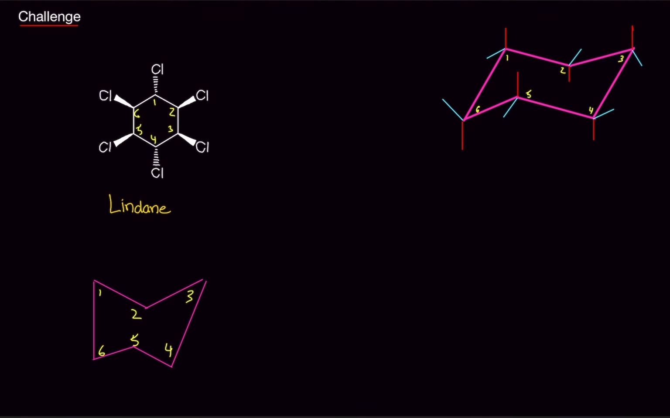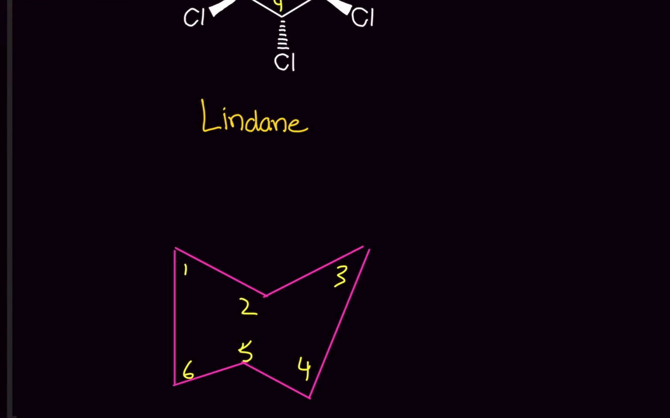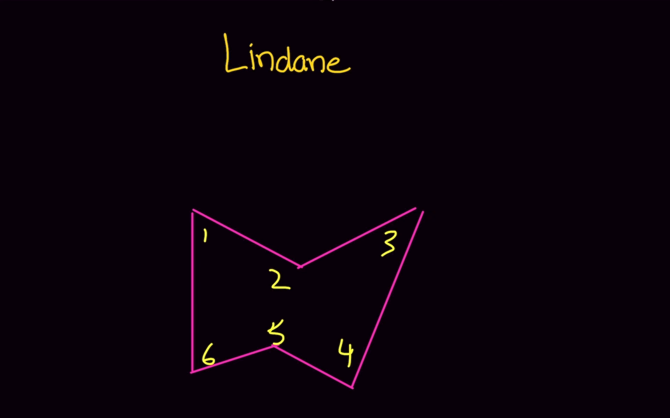Let's do carbon number 1. Carbon number 1 is a dash, so it's pointing down. Looking at our little cheat sheet here, the axial position is pointing up, and we need it to be pointing down. So we're going to take the equatorial position, because the equatorial position is indeed pointing down. So it's going to look like this.